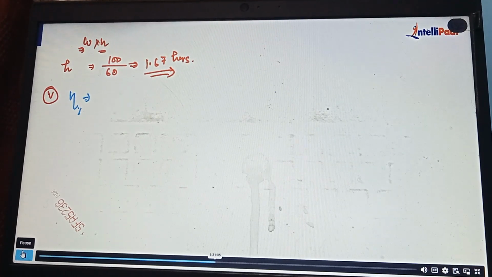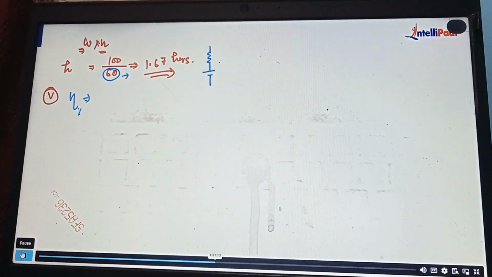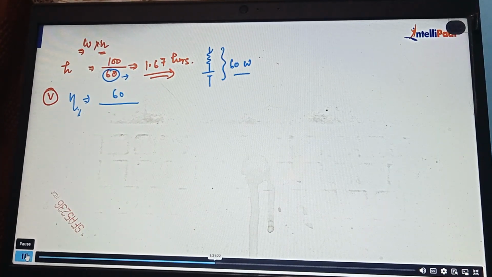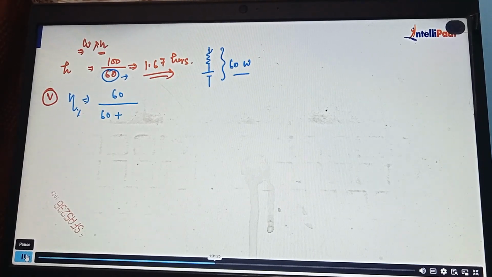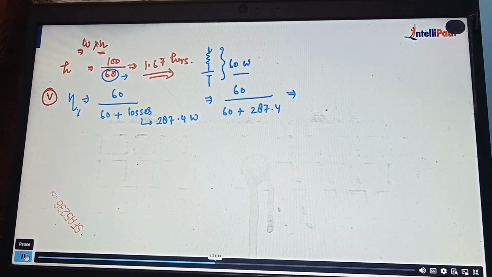Power to the battery, because this is also going to the resistance. So average power with this branch, that is, total output, that is 60, and output plus losses, right? Output plus losses. So what are the losses here? Losses in the resistance, that we have calculated to 87.4 watt. So 60 divided by 60 plus 287.4, that is the losses in the system.